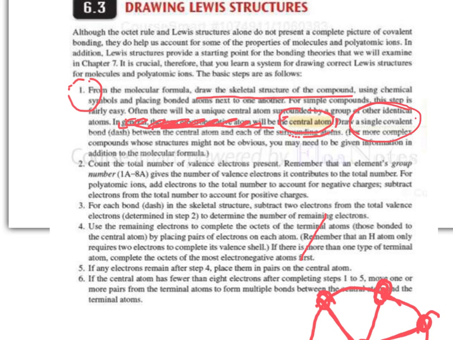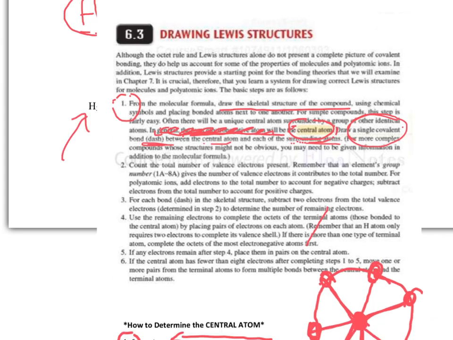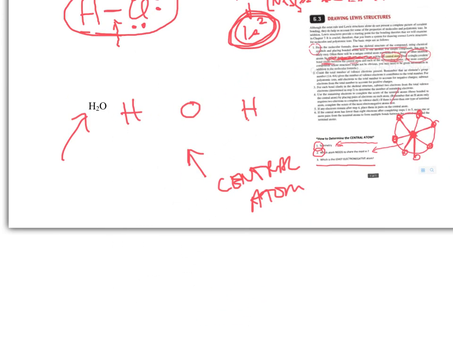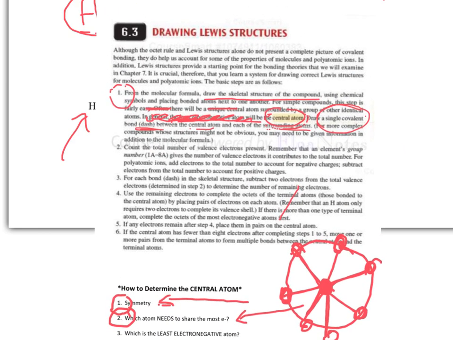So we're going to draw a single covalent bond, a dash, between the central atom and each of the surrounding ones. So that's what we'll do here in our structure. Let me squeeze him down. I'm going to make a single covalent bond between the central atom and each of my atoms. Okay, that's done. Step 2.